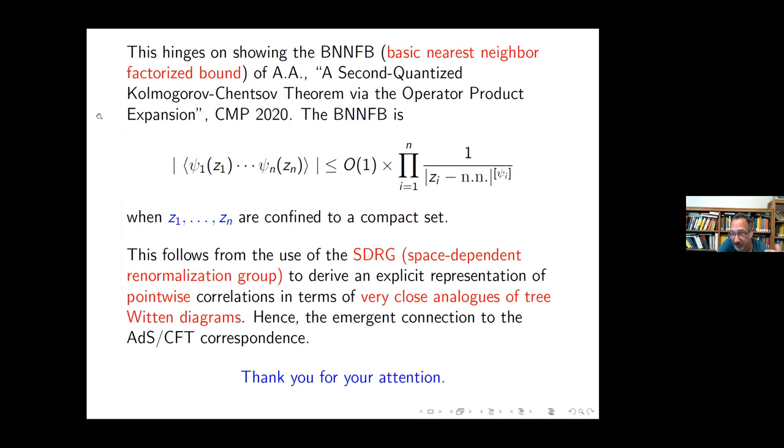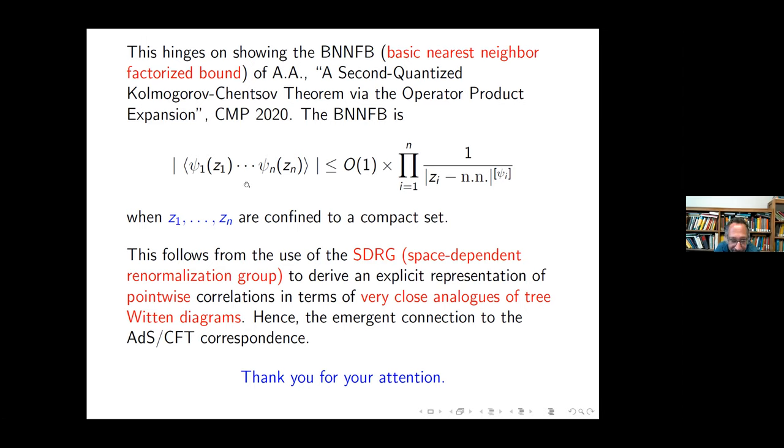So the previous representation as an integral of correlations, the crucial ingredient is that you have a bound like this on these pointwise correlations of phi and phi squared. I call that the basic nearest neighbor factorized bound, and you can learn more about this in my recent article in CMP. Basically, it says that if you confine the points to a compact set, they're distinct, then you have a constant, times a product of one over the distance from point Zi to its nearest neighbor, to the power which is the scaling dimension of it. So this is the crucial ingredient.